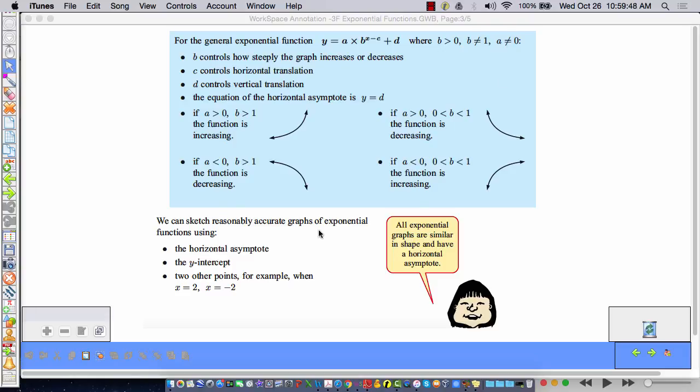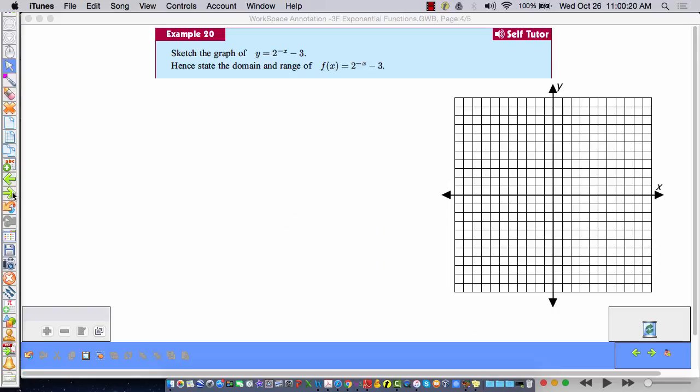So to sketch the graph of an exponential function, it's really pretty easy. We just need the horizontal asymptote, we need the y-intercept, and just a couple of other points. Okay, and again, all exponential graphs are similar in shape and have a horizontal asymptote. And here is a biggie, the equation of the horizontal asymptote will always be y equals d. So whatever that vertical shift is will be our horizontal asymptote. So with that in mind, let's go ahead and sketch one.